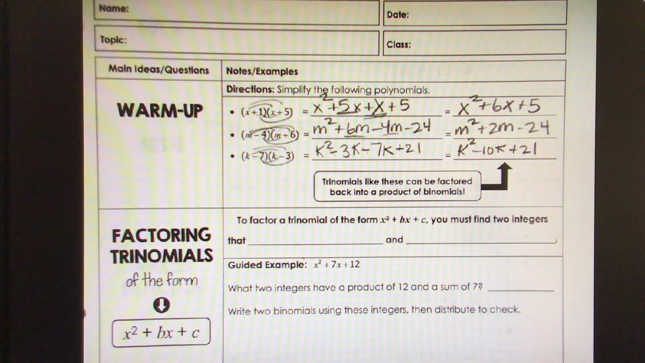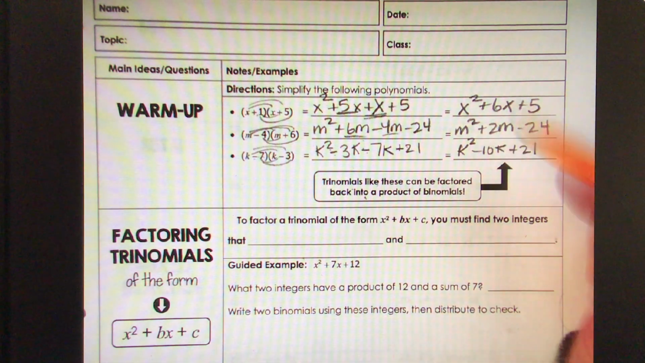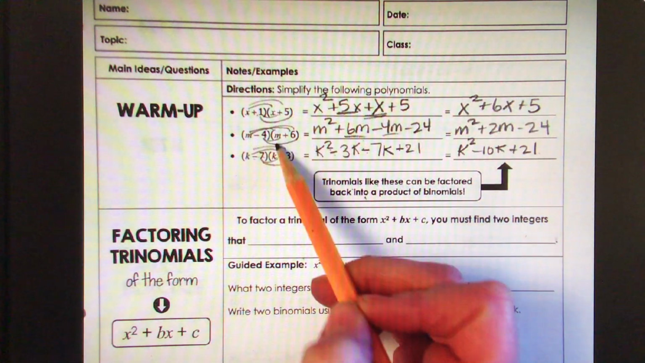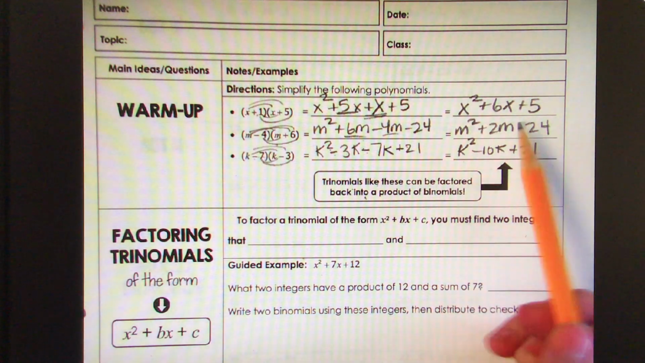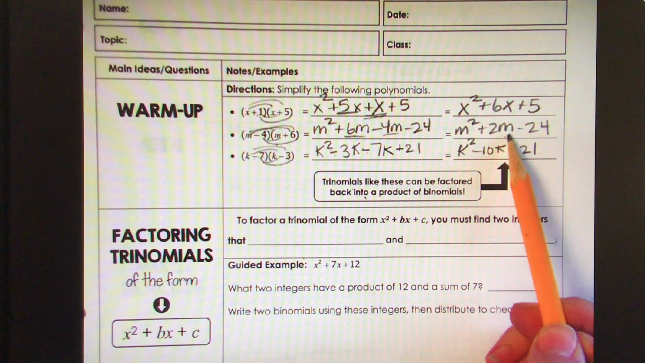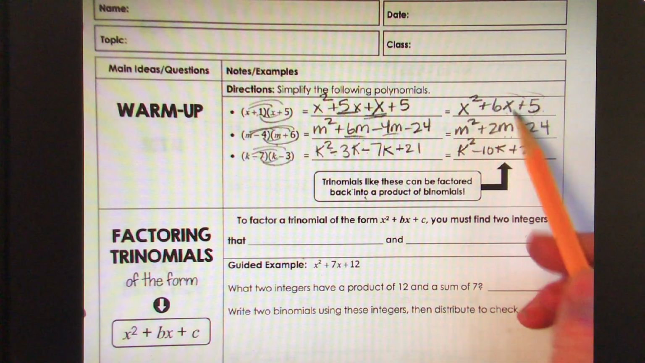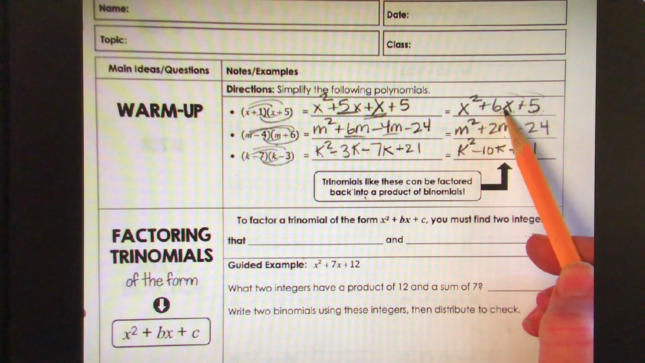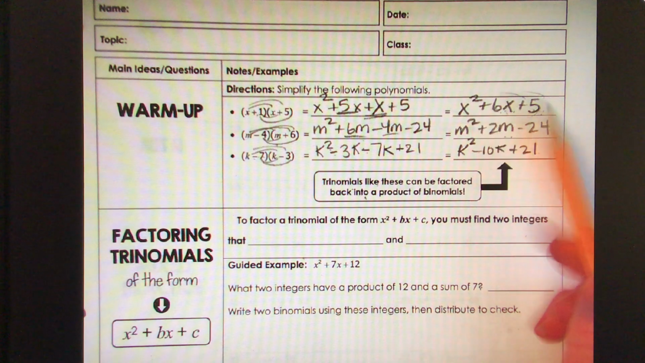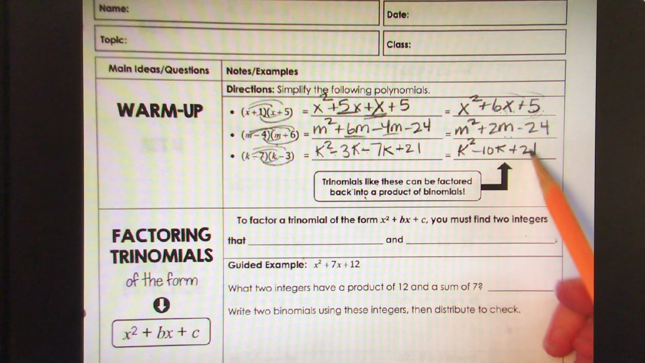Okay. So what this says here is that trinomials like these can be factored back into these, if you think about it. Meaning, I can deconstruct these and try to work backwards. If I'm asked, like on a test, hey, here is this beautiful quadratic trinomial, what could you multiply together to get this trinomial? So one of our goals with this lesson is to think about how to deconstruct these.